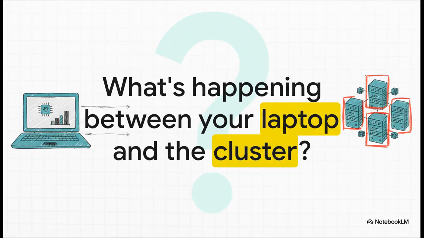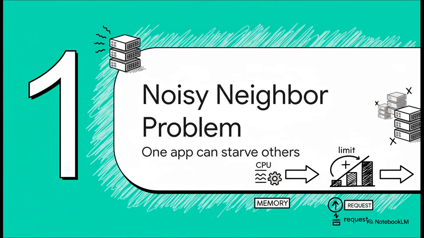So what's the deal? What's happening between your laptop and that production cluster? Well, here's the kicker. The problem probably isn't your code. The problem is that your application is no longer living alone in a quiet suburb. It's moved into a crowded, noisy apartment building. It has neighbors. And this brings us to what we call the noisy neighbor problem.